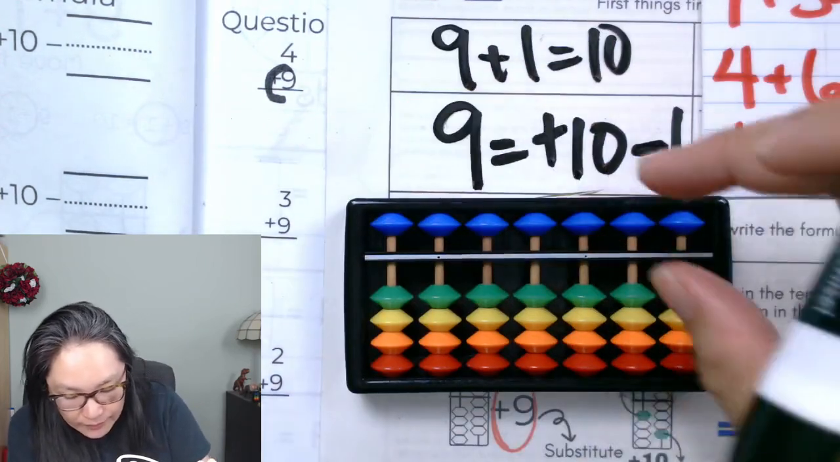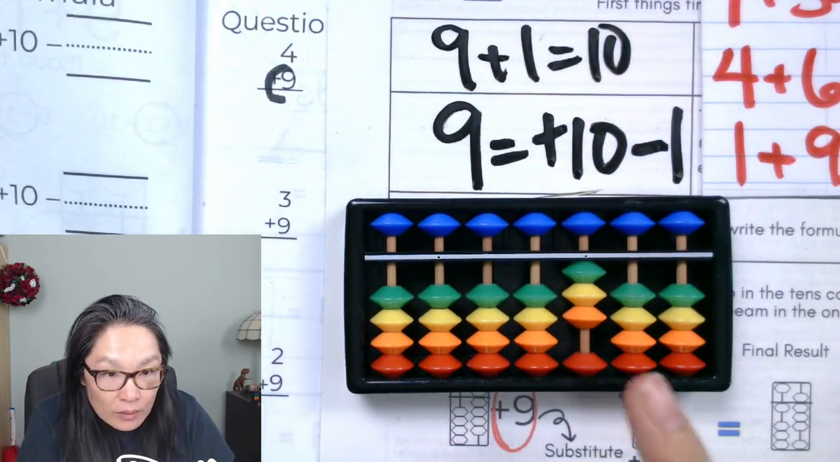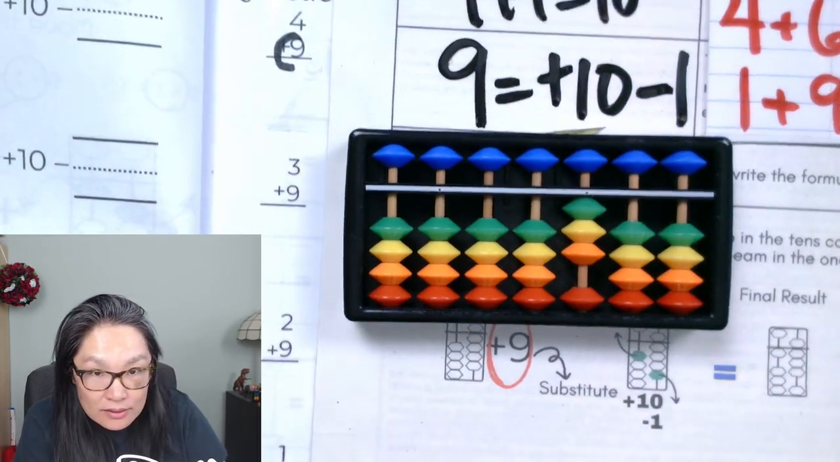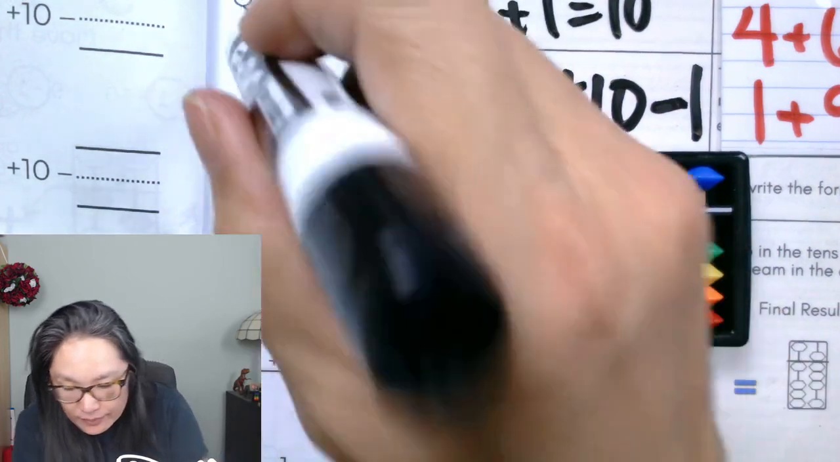We can do another one. We can do 3. So we have 3. I want to add the 9. To add the 9, 13. Yes, Mimi. Yes. The answer is 13.